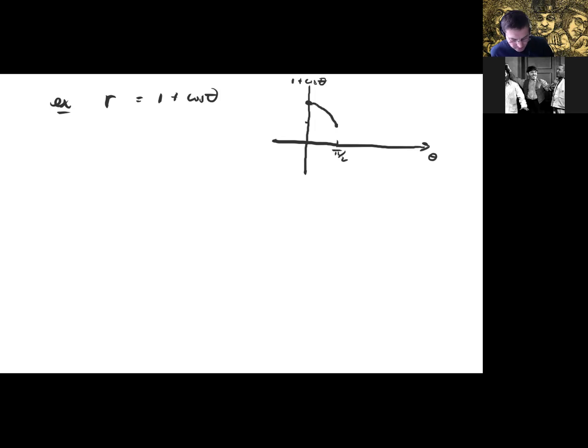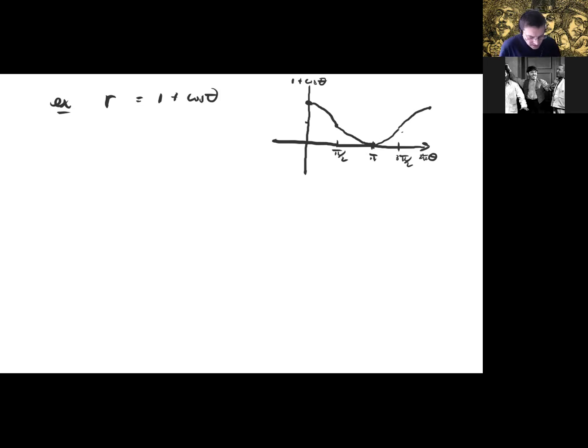Now, what about from pi over 2 to pi? It continues to decrease. At pi, it has value 0 because cosine of pi is -1. So it's going to go like this. And then from pi to 3 pi over 2, it's going to start increasing again. And then at 2 pi, it's going to be back at the maximum. Then it'll start repeating itself.